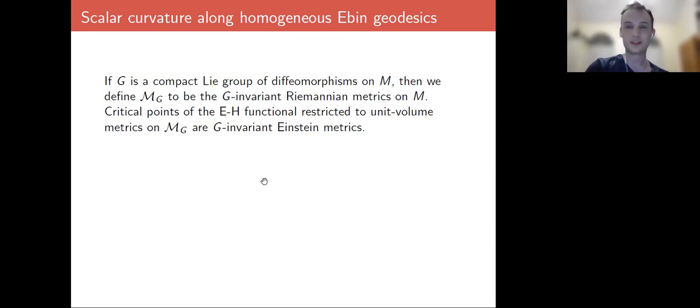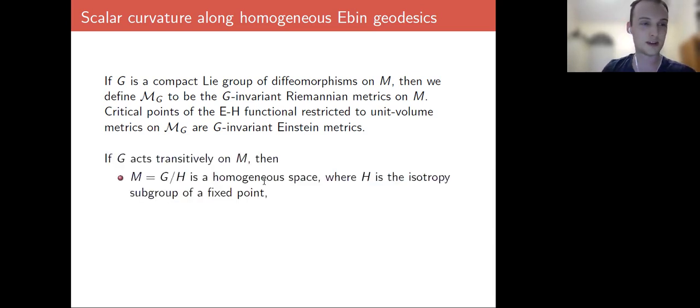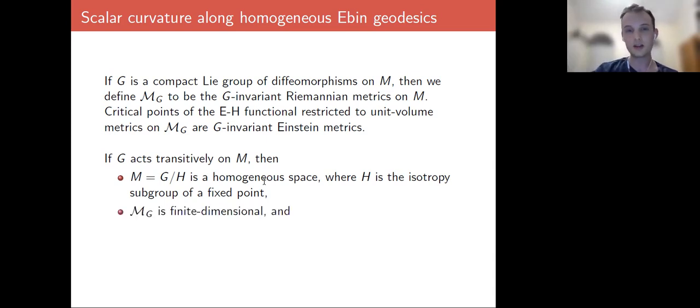So what kind of symmetries could we possibly use? Well, perhaps the most simplifying sorts of symmetries you can use are the homogeneous symmetries. So what you're going to do is assume that your Lie group of diffeomorphisms is actually acting transitively on your manifold M, because in that case, we say that our manifold is a homogeneous space, and the manifold has a presentation of G mod H, where H is an appropriately chosen isotropy subgroup. So this is pretty good. The transitivity basically implies that this set of G-invariant Riemannian metrics is going to be finite dimensional.